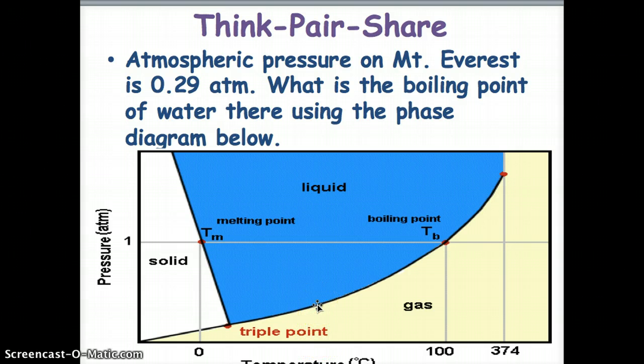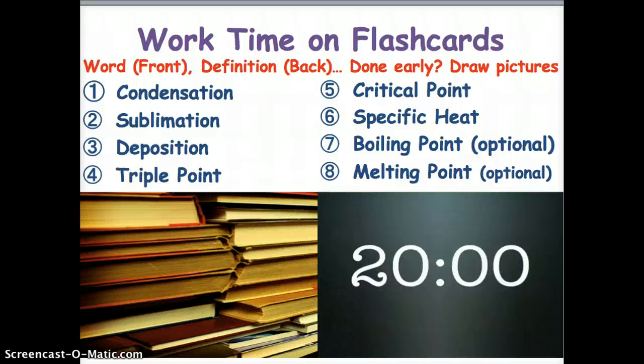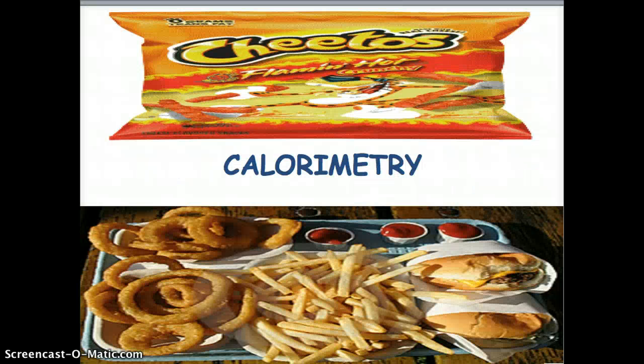Atmospheric pressure is 0.29. What is the boiling point of water on Mount Everest? It would most likely be around here. So maybe 40 degrees Celsius. That would be the boiling point at Mount Everest. So if you go all the way up there, it's going to be easier for you to boil water. Let's skip this.